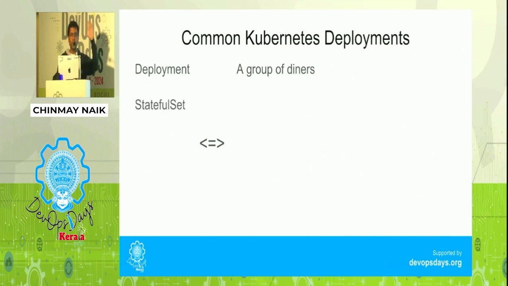Stateful set. Who here knows what a stateful set in Kubernetes is? Okay. What do you think can be the equivalent of a stateful set in the restaurant industry? Any thoughts, if you think about it? And people who don't have an idea, do you want to have a quick guess or try out? Okay. Someone says crowd, more people coming in, something like that, right?